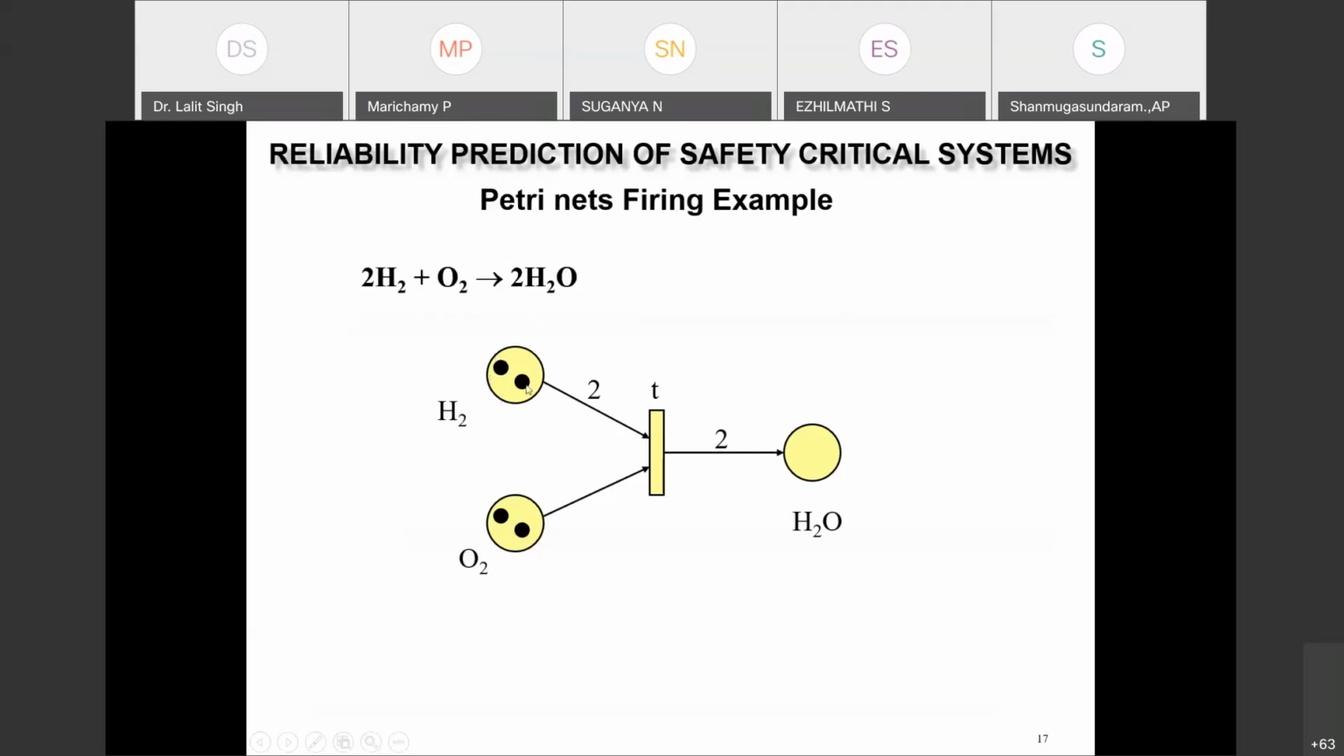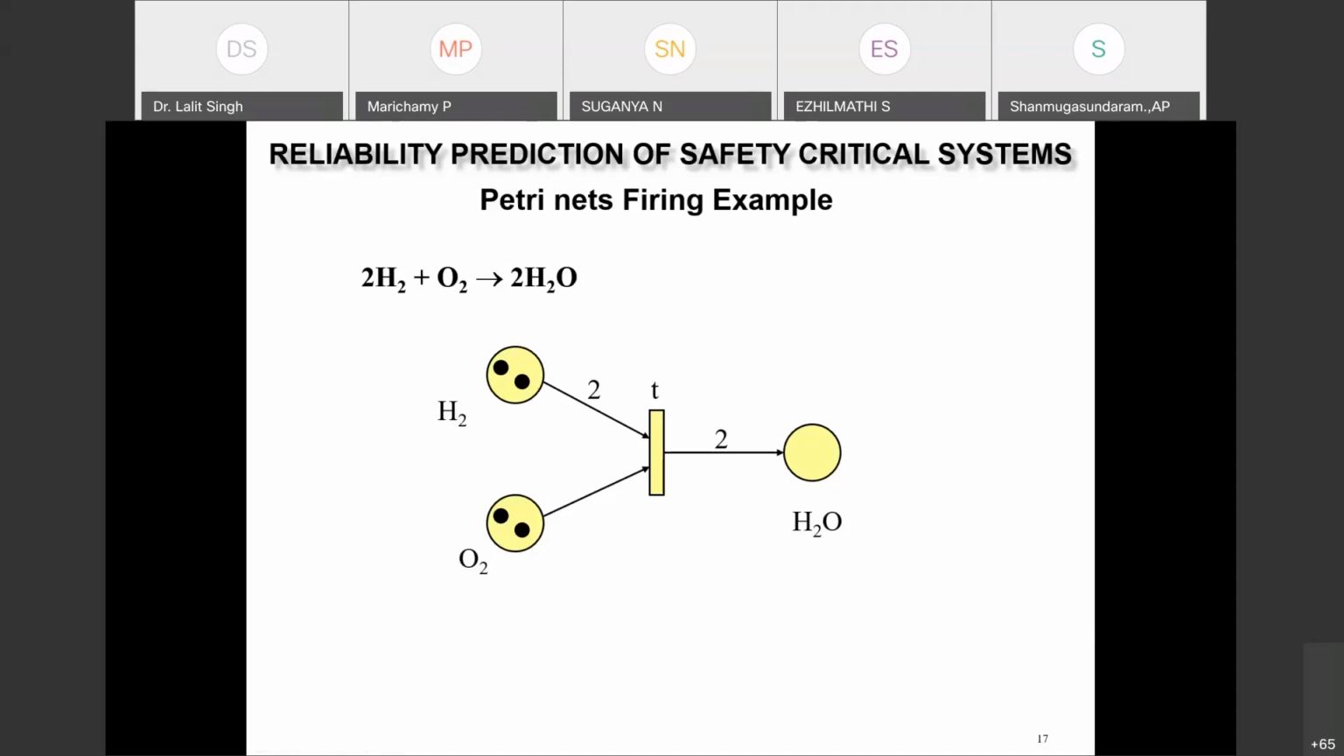There are three big circles in this figure, and each big circle is known as a place. So there are three places: one place for hydrogen, one place for oxygen, and one place for water. Then there is a rectangular bar that is known as a transition. So there is one transition, T. We will see the significance of all these building blocks. First, I am only touching on the building blocks.